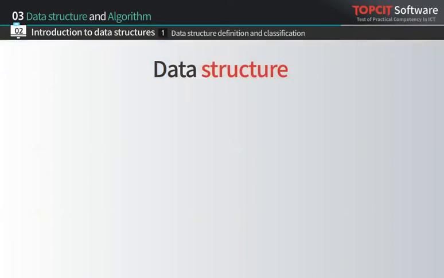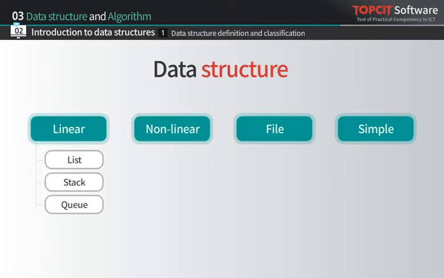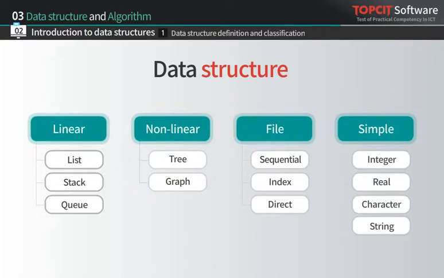Data structures can be classified into linear, nonlinear, file, and simple data structures. The linear data structure can be classified into lists, stacks, and queues. Tree and graph are nonlinear data structures, sequential files, index files, and direct files are file data structures, and simple data structures can be classified into integers, reals, characters, and strings. Among them, let's look at a typical data structure.